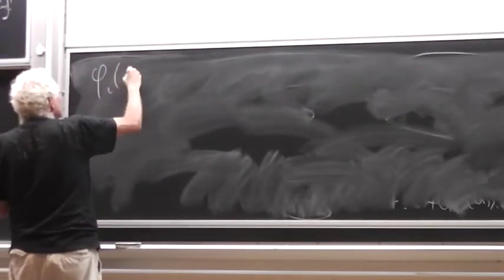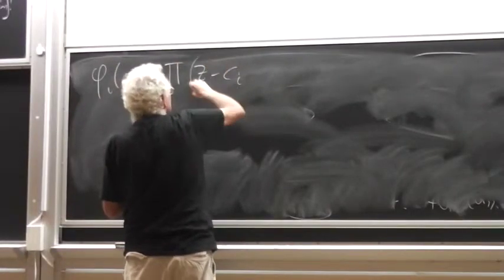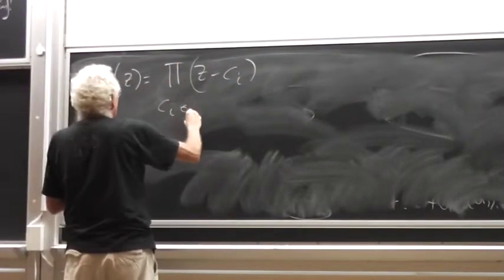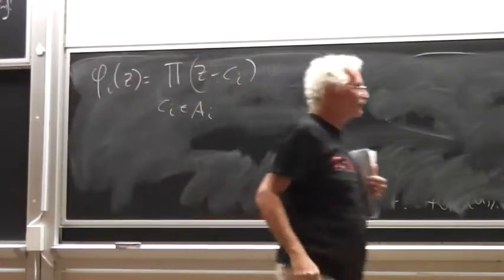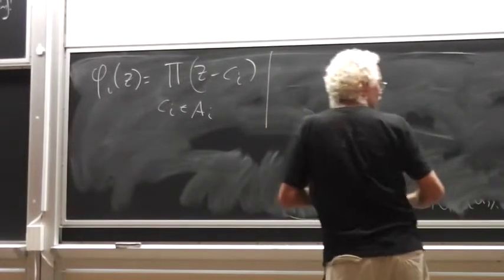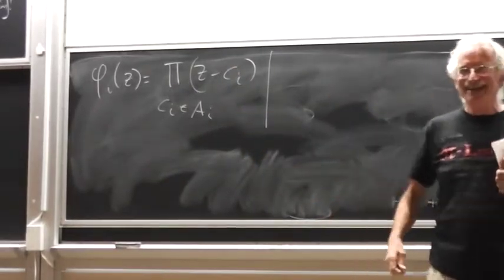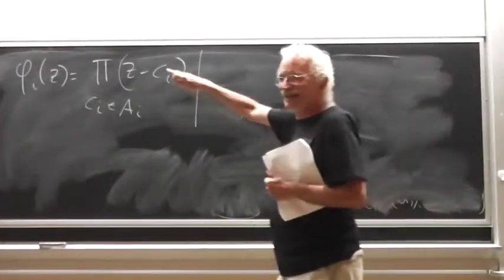So phi sub i of z is a product of z minus c_i, where c_i belongs to A_i. So thus, for each set, we have this product. And phi prime is a derivative? Even though I don't like derivatives, being a discretian, for me it's not a derivative.